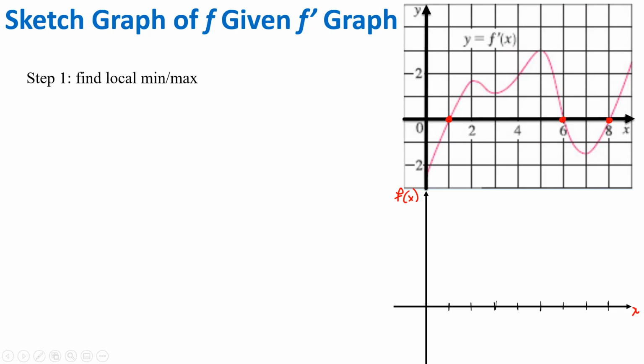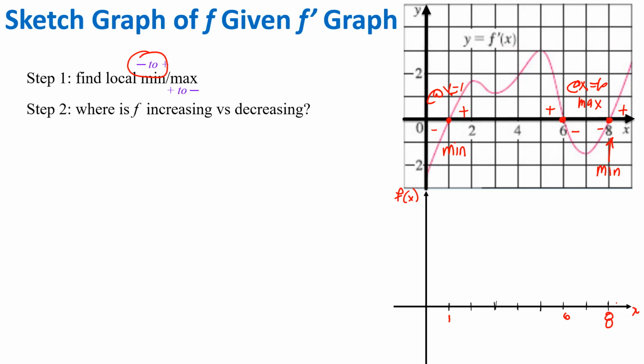And I've shown you already how to determine if these are mins or maxes. Remember that a min will be where we're going from negative to positive, and maxes are when the graph is going from positive to negative. Therefore, at x is equal to 1, because the f prime graph is going from negative to positive, that means that there'll be a min on f. At 6, it's going from positive to negative. That means there'll be a max on f. And at x is equal to 8, there'll be a min. Now put 1, 6, and 8 into the graph to represent the minimums and maximums.